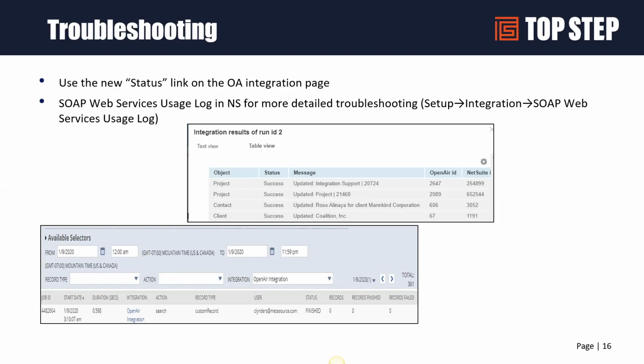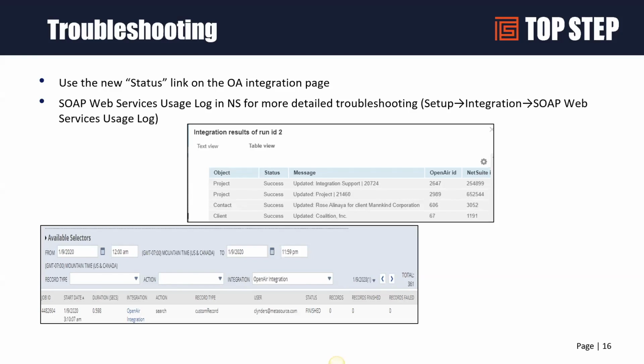Oftentimes, though, even I will get stumped by the error, because it's very vanilla and it doesn't really tell us anything, and everything looks correct, there's nothing obvious. In those scenarios, generally we will escalate to OpenAir support, and inevitably they'll ask us to give them a copy of the web service usage log. This is a log that gets tracked in NetSuite. Anytime an integration is run, there's a web service log created for every element that is part of that integration, and it allows you to go in and pull the log.